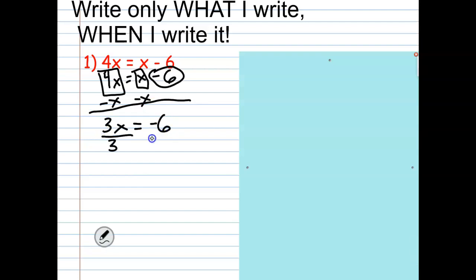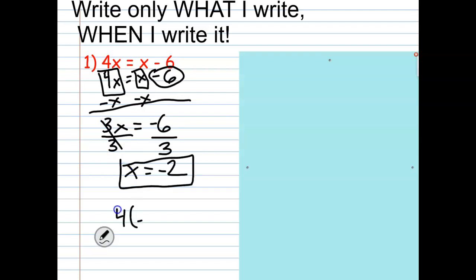I'm going to divide by 3 on both sides. And I'm going to get that x equals negative 2. It's pretty easy to do checks on these things. Just sub in negative 2 back in. 4 times negative 2 equals negative 2 minus 6. 4 times negative 2 is negative 8. Negative 2 minus 6 is also negative 8. Boom, got it right.